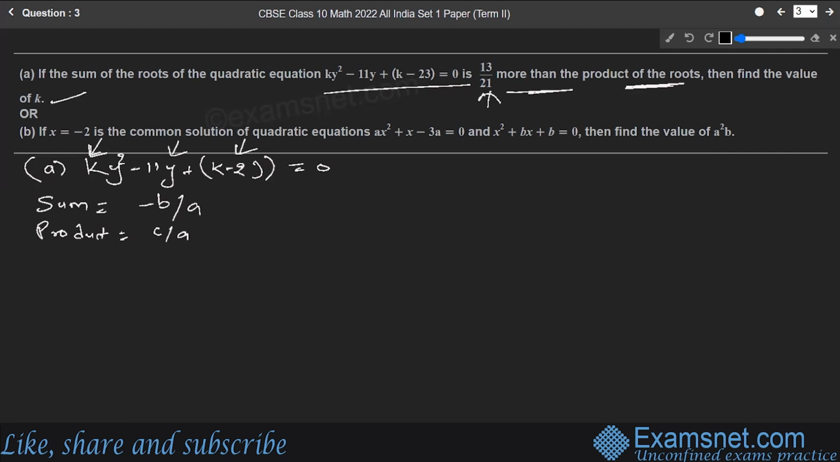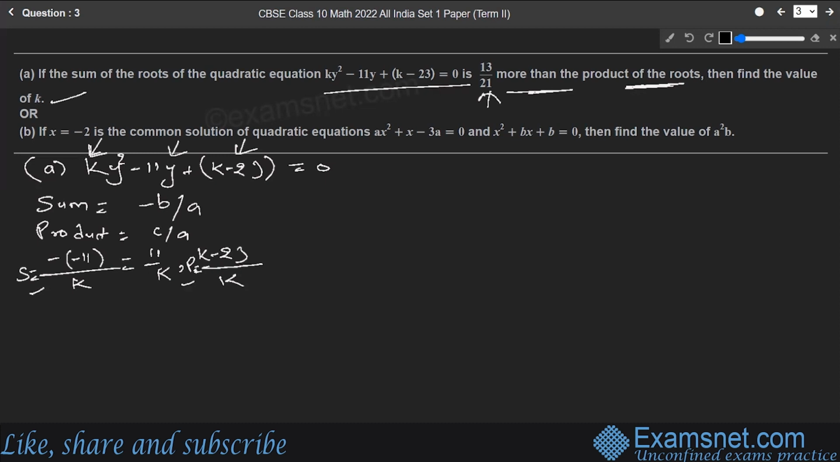Let us try to find out the sum and product first. So the sum is going to be minus b upon a. B value is already minus 11. So the sum is going to be minus of minus 11 upon a value, which is k. So we can write sum as 11 upon k. Similarly, product value has to be c by a. So product is how much? C value is k minus 23, and a value is again k. So this is the sum, this is the product.